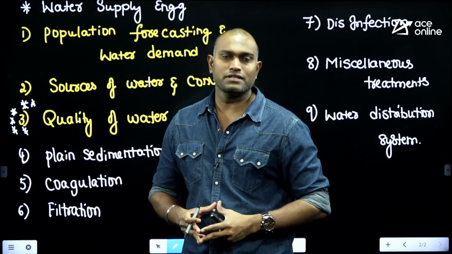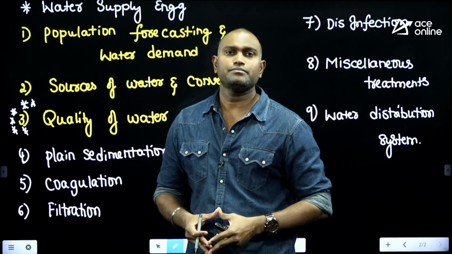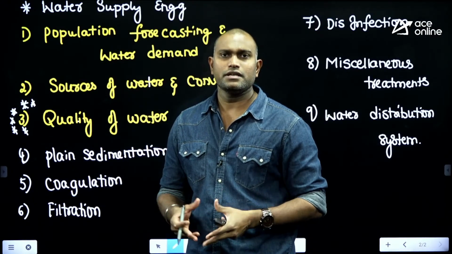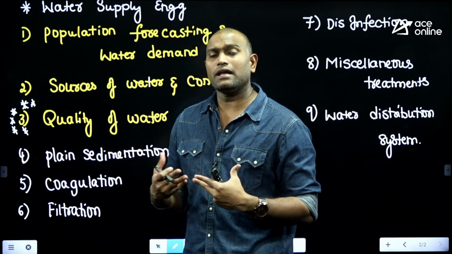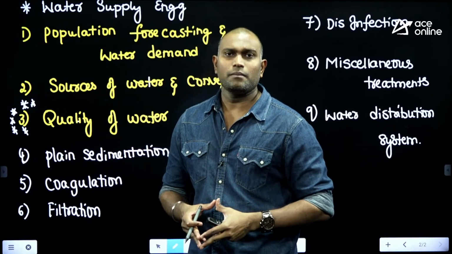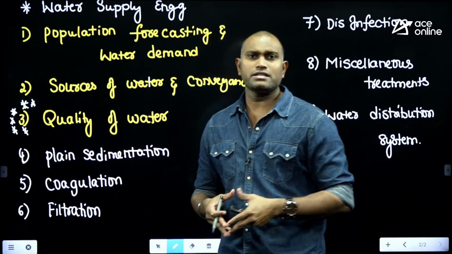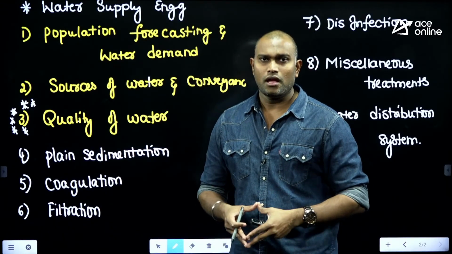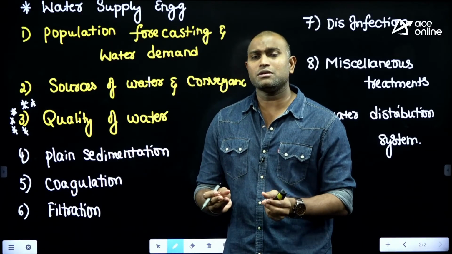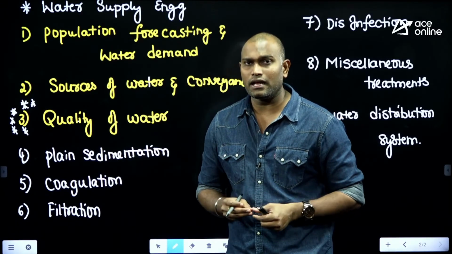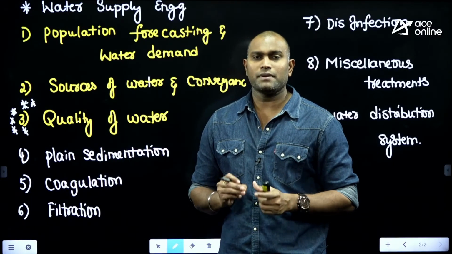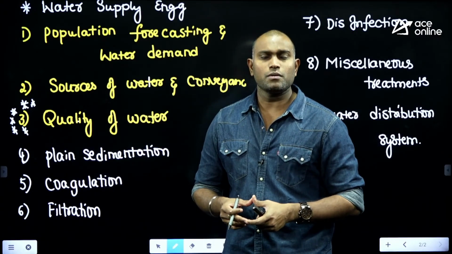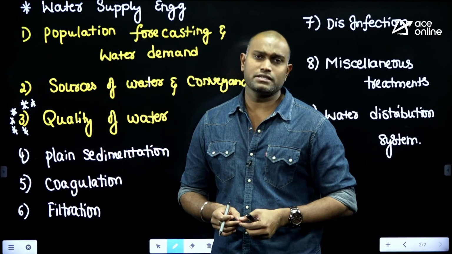Some physical characteristics, like turbidity, suspended solids, color, odor, taste, temperature. Some chemical characteristics, like hardness, pH, alkalinity, chlorides, sulfates, dissolved oxygen, nitrogen compounds, fluorides, and metals. And biological parameters, like how much bacteria, the disease-causing bacteria known as pathogens, are present in the water, by doing various techniques like the membrane filter technique, most probable number (MPN) method, and coliform index test.